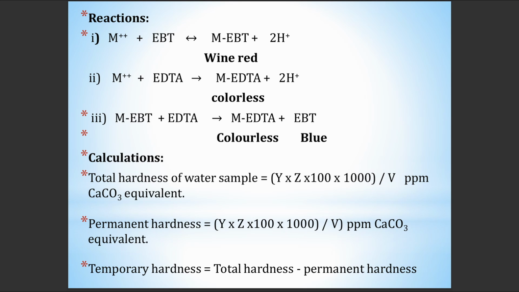So to determine the hardness, the formula is there. The total hardness is equal to Y into Z upon V into 100 into 1000 ppm CaCO3 equivalent. The same formula is used to determine the permanent hardness, but here you have to consider the burette reading. For total hardness, you consider the first burette reading without boiling. For permanent hardness, you consider the burette reading after boiling, and to calculate the temporary hardness, total minus permanent, you can calculate the temporary hardness. So in this way you can find out the hardness of the water sample by using the EDTA method.